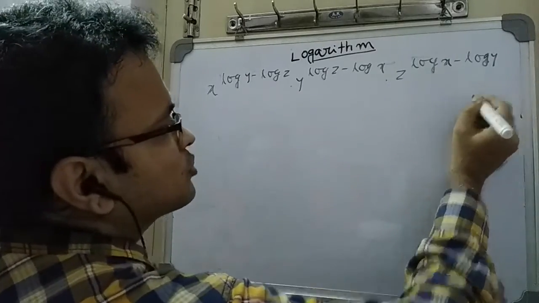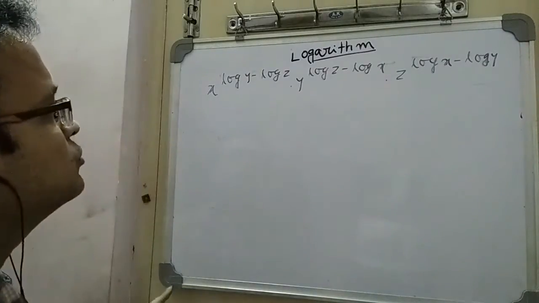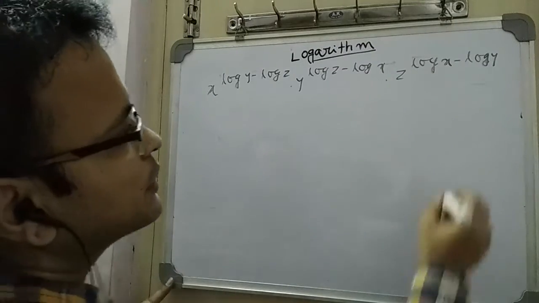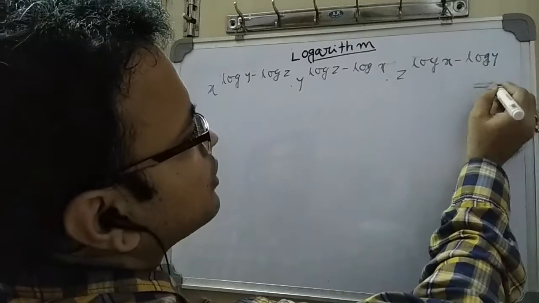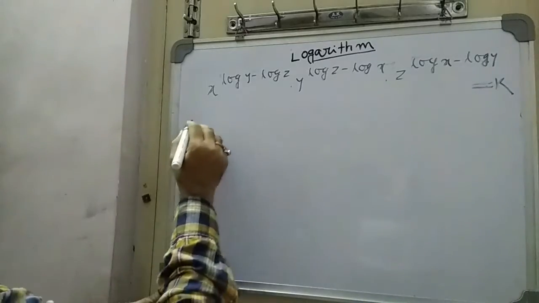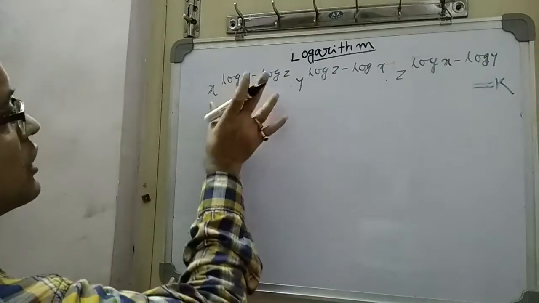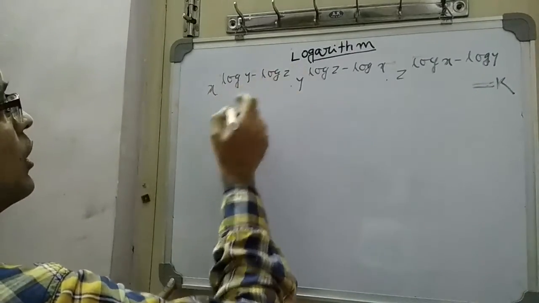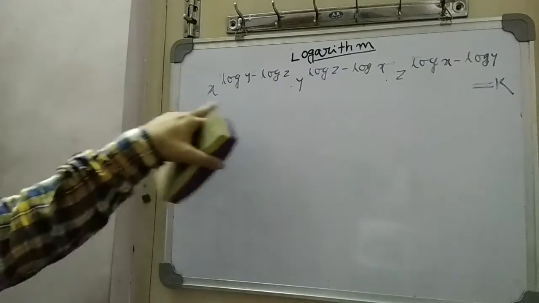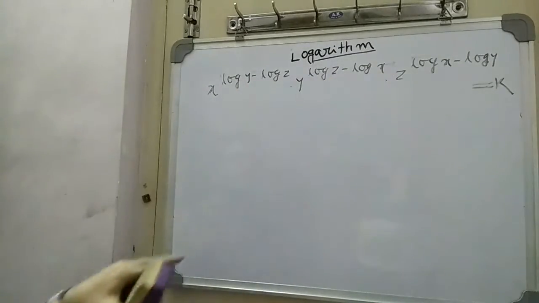So for solution, I have to assume this value as k, and you will see why we are doing this. Take log on both sides. So that means log, I will take log when I will take log of the whole, complete this thing.